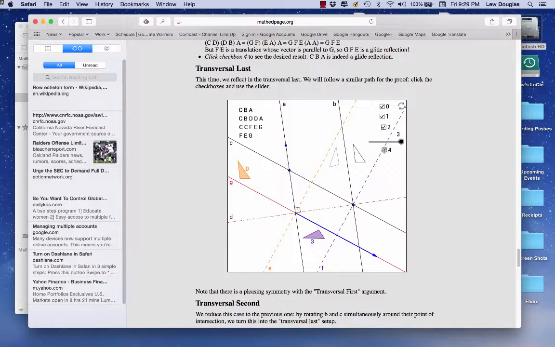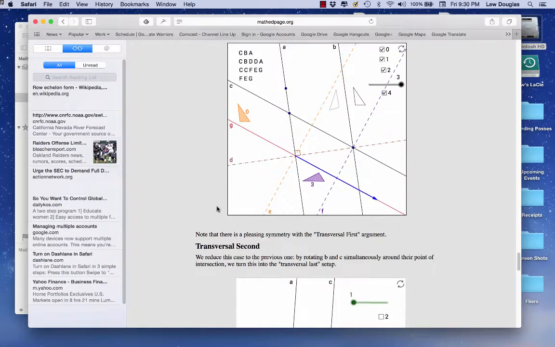the blue. And since this blue vector here, and since that translation is parallel to the line of reflection, this will indeed be a glide reflection. It's a reflection in G followed by a translation by this blue vector. And that gets us from the pre-image 0 to the image 3. All right, complicated and very similar actually to transversal first.